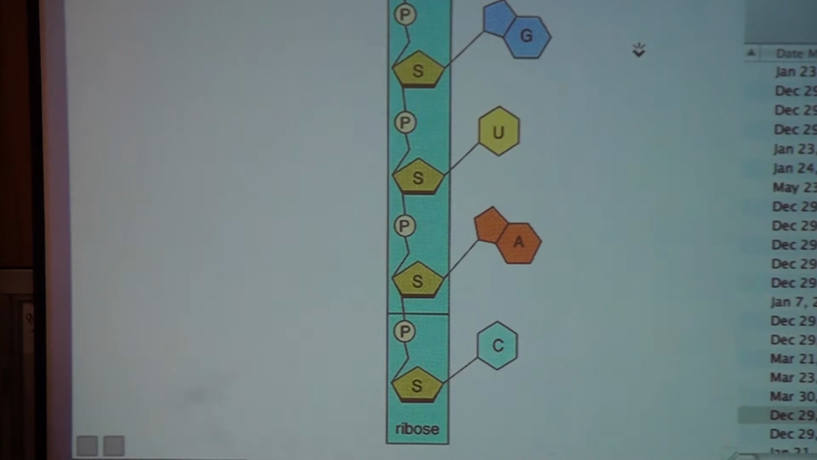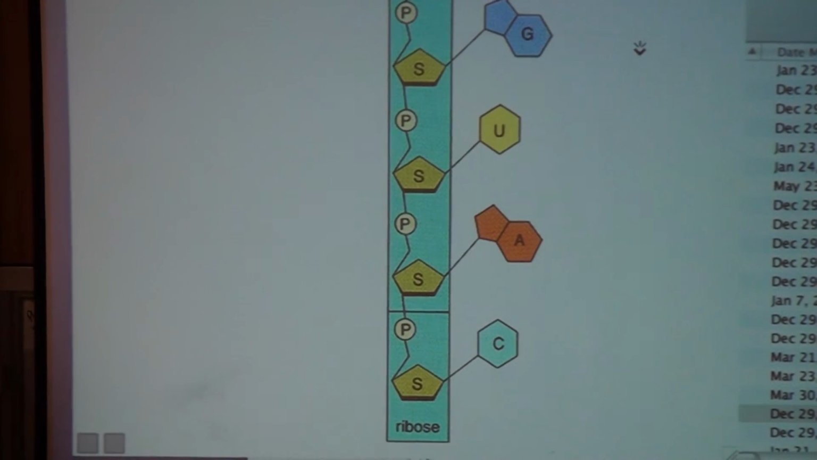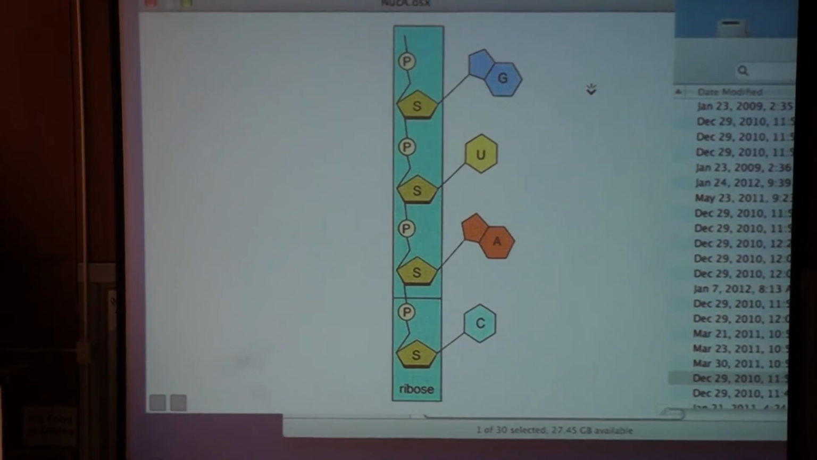Here's a picture of an RNA molecule. Notice it has the same backbone that we saw for DNA. Phosphate, ribose, phosphate, ribose, phosphate, ribose, phosphate, ribose. And there are the nitrogenous bases sticking out the side. What I'm saying is there's no complementary RNA strand that pairs up with it. You just don't find that inside living things.